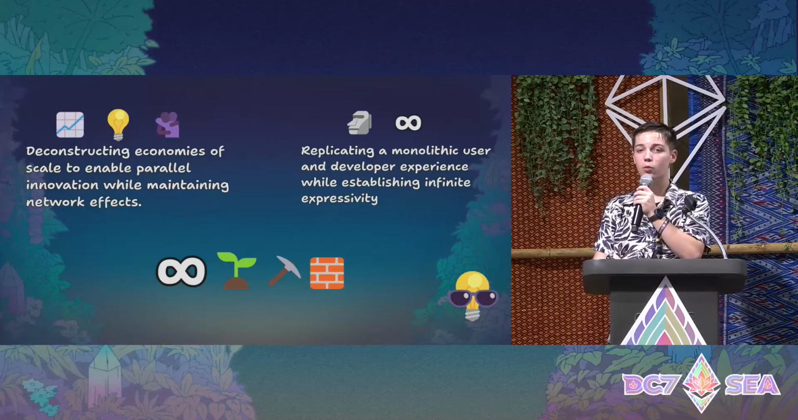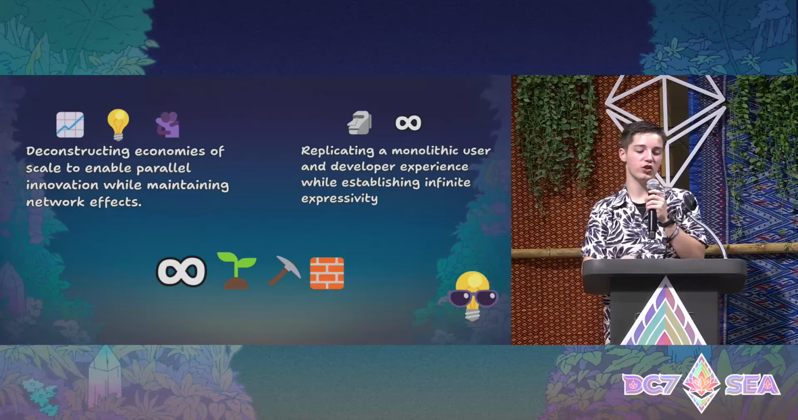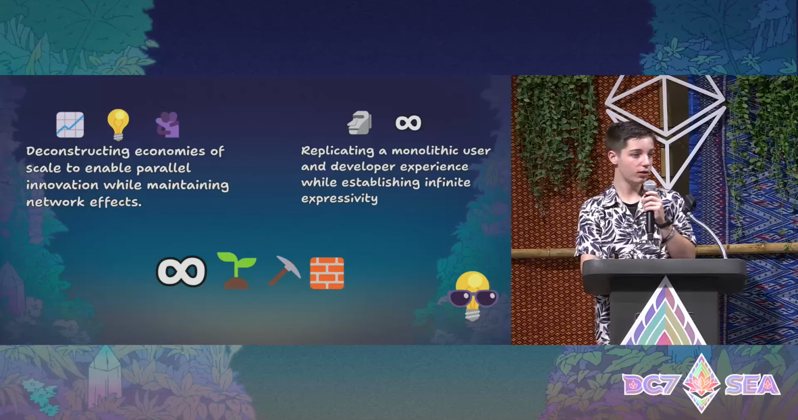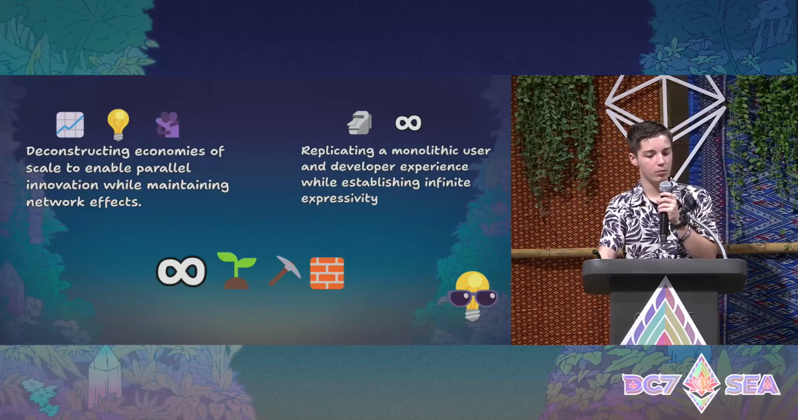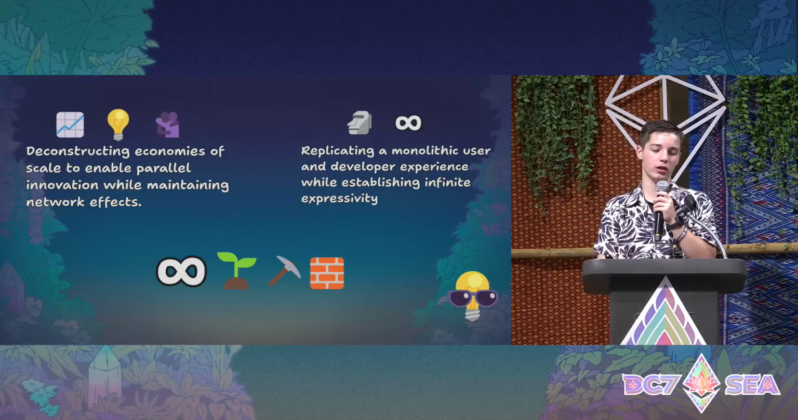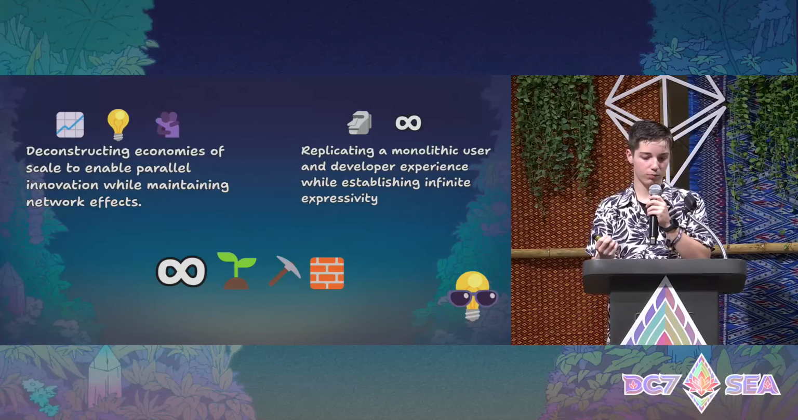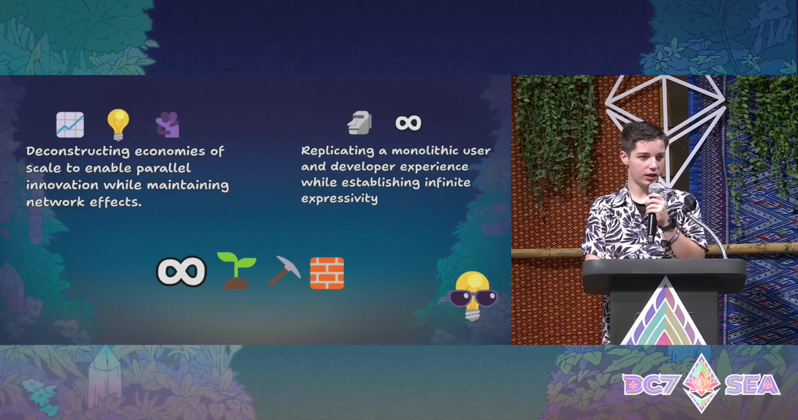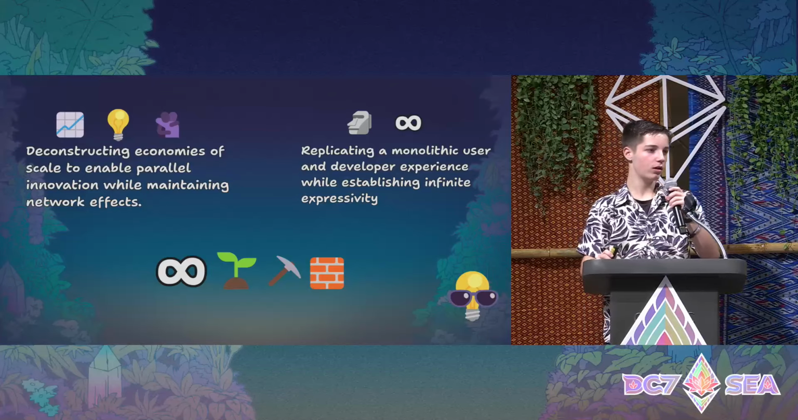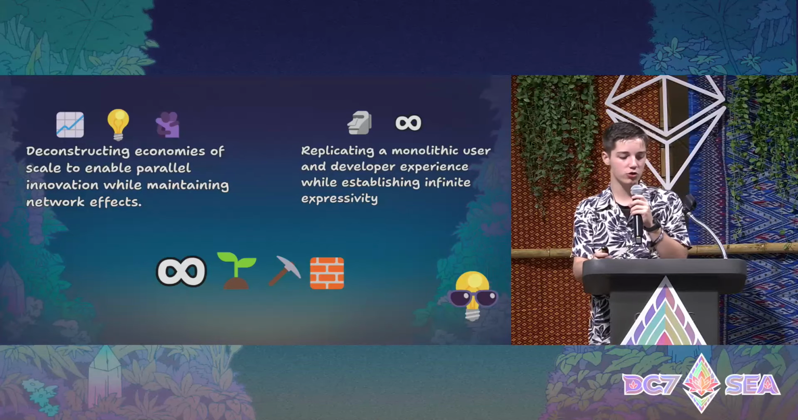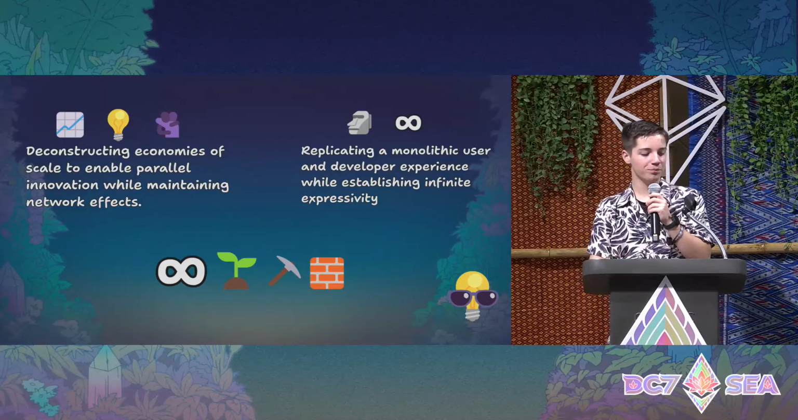The other thing, one of our important goals for the user and developer side is a monolithic experience, right? Nothing monolithic in practice, but we want users and developers to feel like they're on one chain, just to get that clearly better user experience. And of course, doing all of this while establishing infinite expressivity, giving builders the direct ability to customize whatever they want about the rollup, including execution environments, gas fees, etc.